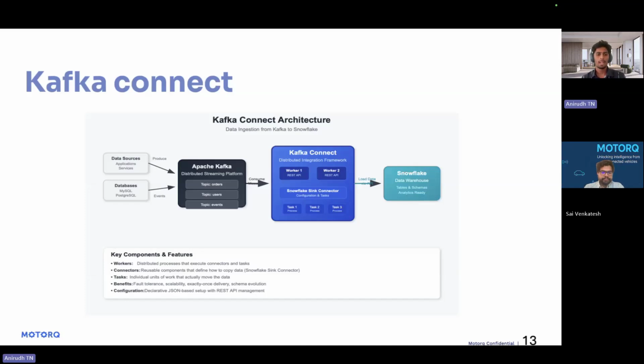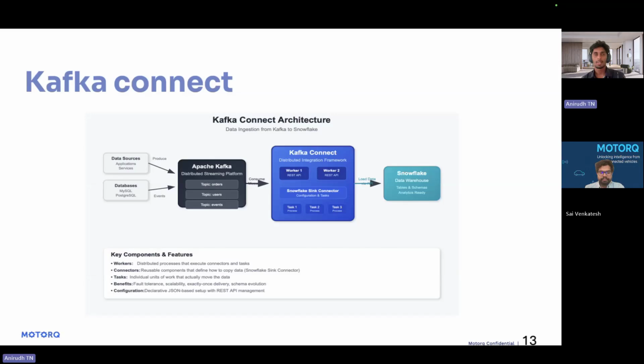As you see here, we have multiple data sources and databases that are producing data to Kafka. They are obviously different topics serving different use cases. And from this, we have a Kafka Connect cluster, which has three main components. First is the worker. Worker is the high-level application that orchestrates the entire Kafka Connect model. So whatever operations that you want to do is orchestrated by the worker.